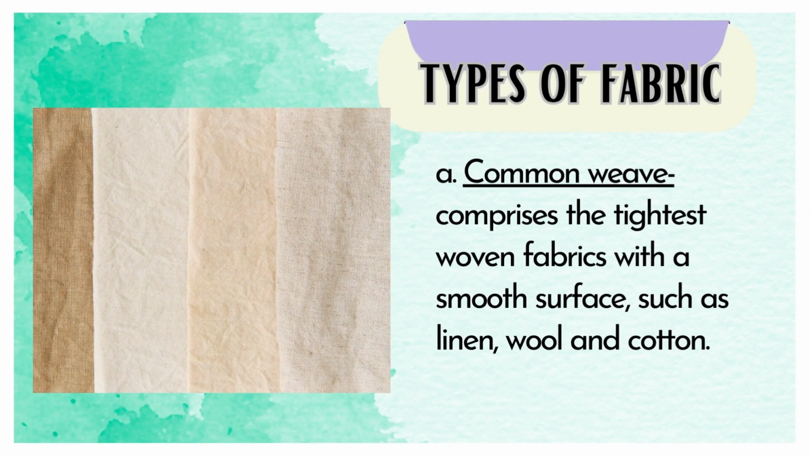Common weave comprises the tightest woven fabrics with a smooth surface, such as linen, wool, and cotton. The most common weaves are the plain weave and the twill weave. A plain weave is where the weft yarn crosses over one yarn and under the next. This is the weave that we see the most.